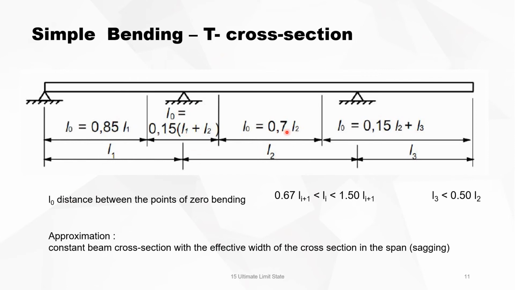Now, if you do so, you will see that in a continuous beam or a continuous floor, you have different L0s in this section, a different L0 in this section, a different one here and another different one there. So it means that you have to calculate your beam with different effective widths. This is not very practical. So as an approximation, you can take the constant beam cross section with the effective width of the cross section in the span. For instance, here, sagging. So you can take L0 as 0.7 L2, and with this L0, you calculate the effective width, and you can take the whole beam with the same effective width.